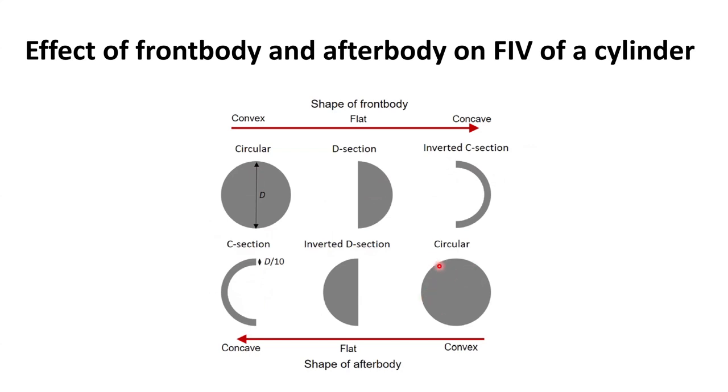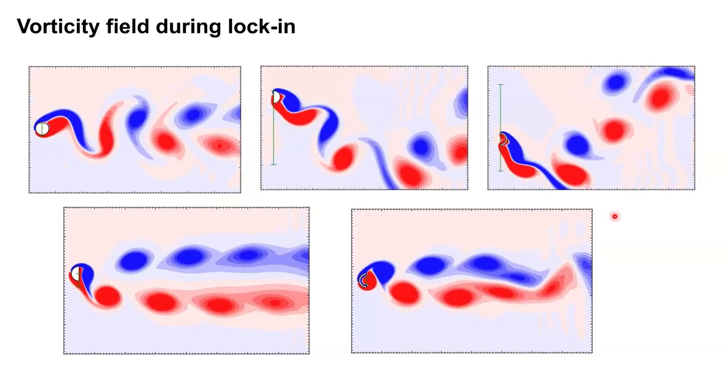So I can take a circular section and modify the after body and front body, and there could be many more shapes possible, but these are just representative ones that will give us a good idea of what is happening in FIV for these cylinders. Okay, so now look at all these movies.